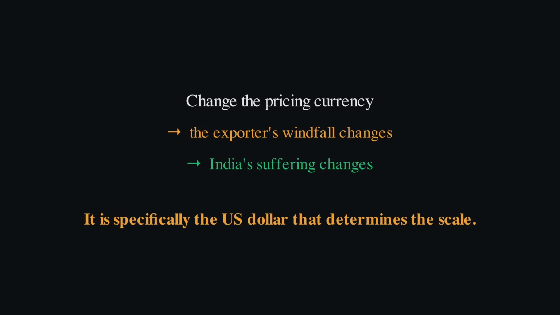It is specifically that oil is priced in US dollars, the currency of the world's most productive major economy, that determines the scale of the transfer. A less productive pricing currency means a smaller transfer. The dollar, being the most powerful, creates the largest effect.